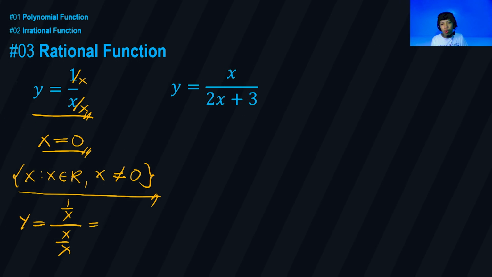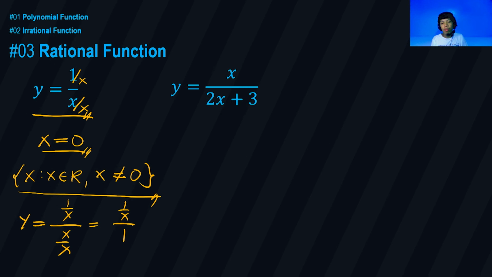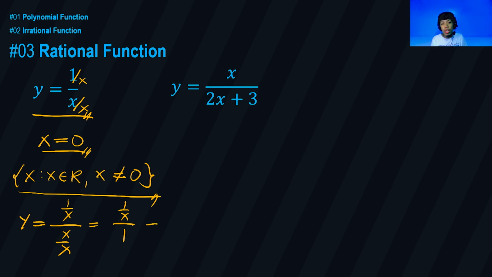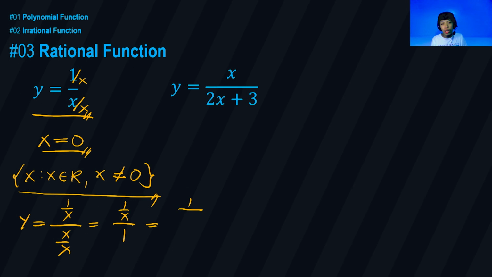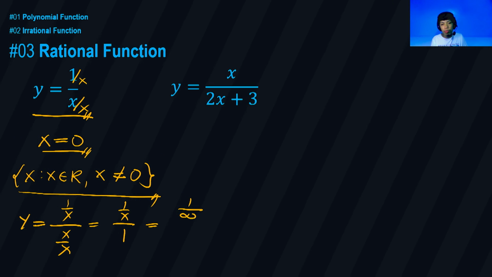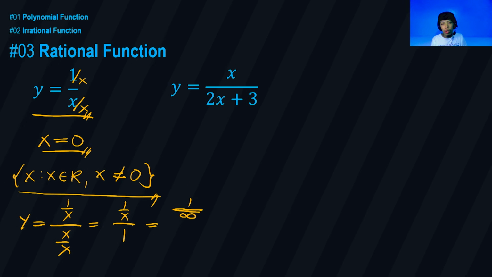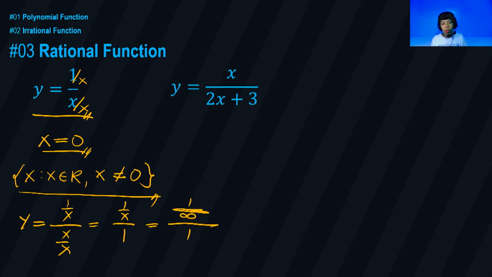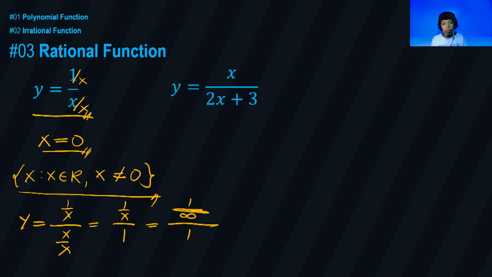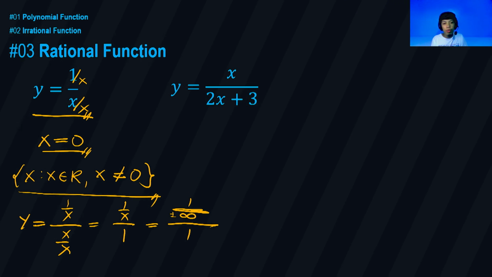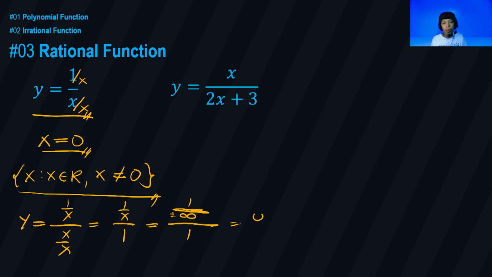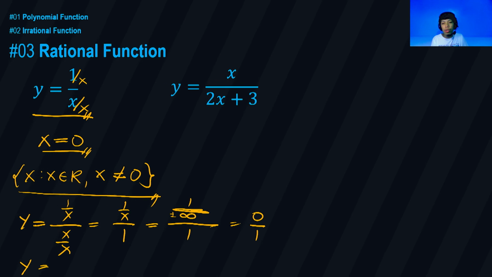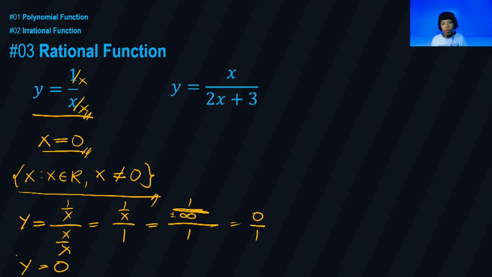So, this will be 1 over x over 1. Then, substitute a very large number to x. So, this will be 1 over infinity, over 1. 1 over infinity, it's either positive or negative. Kahit positive or negative, the value is 0. 0 over 1 is 0. So your horizontal asymptote is actually y is equal to 0. So this is your horizontal asymptote.